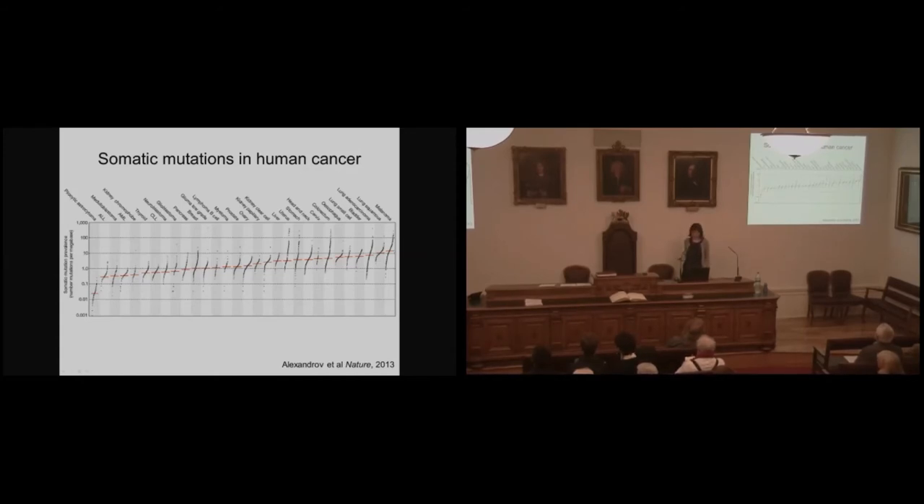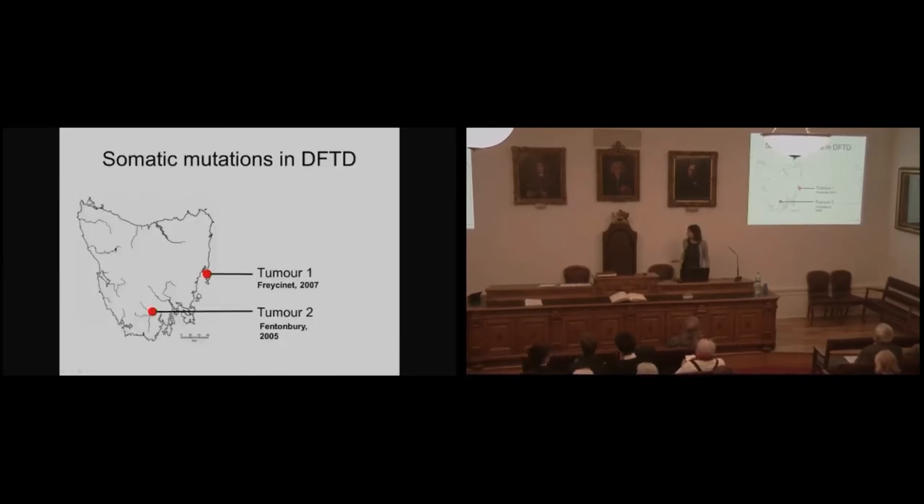So we wanted to know, how does DFTD fit into this spectrum here? How many mutations does it have? That is actually not such an easy question to answer in the end, because we don't actually have any normal DNA from the original devil that first gave rise to DFTD. So what we decided to do was to sequence the complete genomes of two different DFTD tumors from totally different parts of Tasmania, shown here, and search for mutations in both of these two tumors, with the idea that if we find a mutation in this tumor which is not present in that tumor, it's likely to be a somatic mutation, because this is a cancer which arose from one original cancer, if you see what I mean.